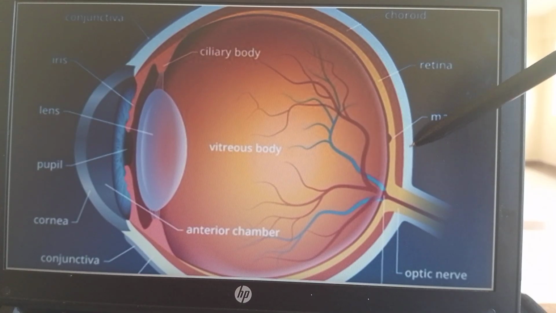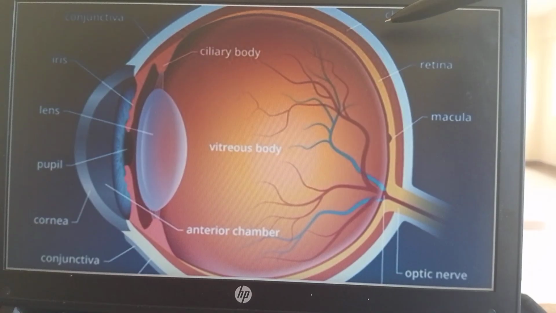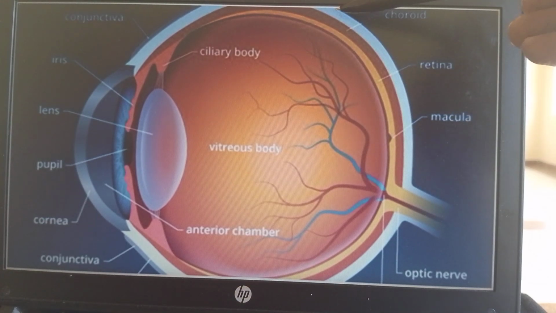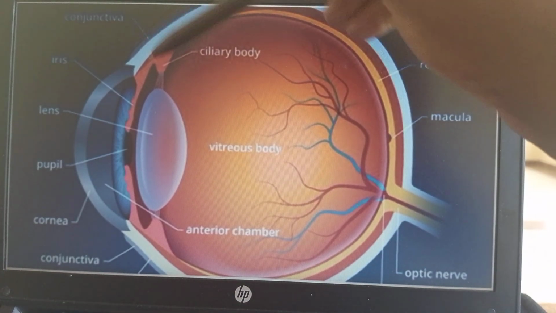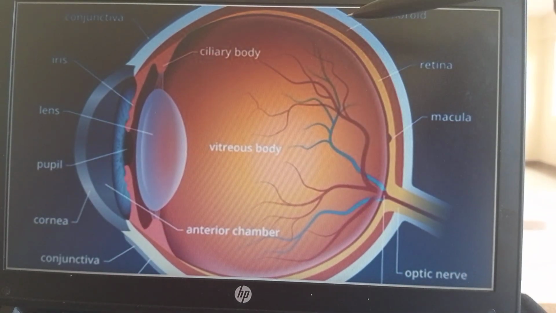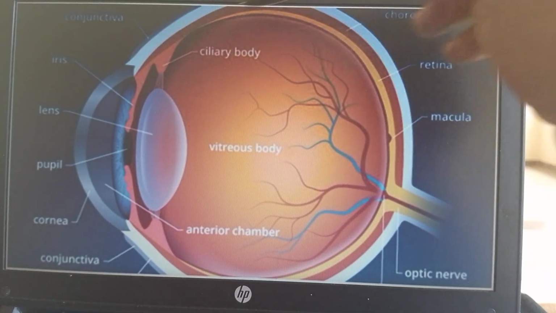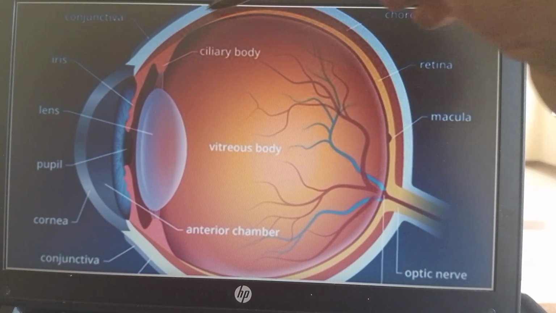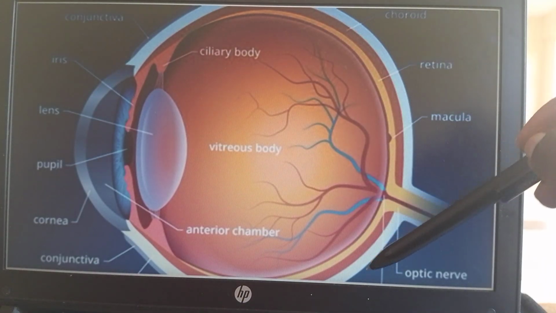The white layer you see here is the sclera. It's actually the outermost layer of the eye. You can see it extends to this point here. It actually gives the shape of the eyeball, and also has protective functions among other functions of the eye.